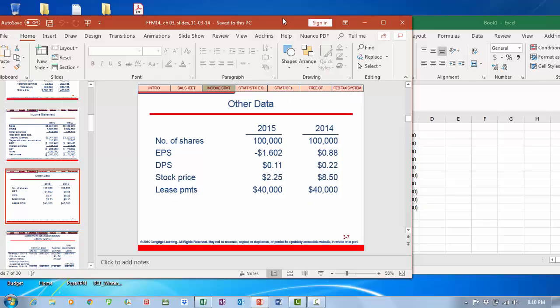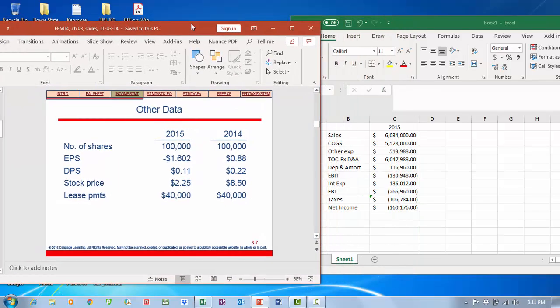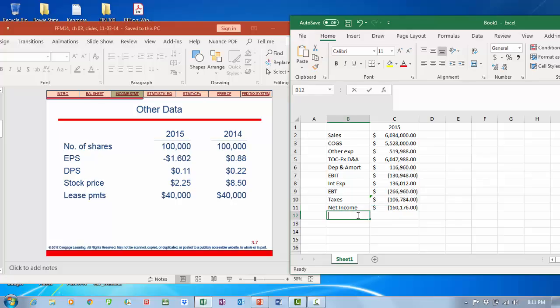1.602. And just to show you how you can calculate that, all you do is take your net income. To calculate earnings per share, divide the net income by the total number of shares outstanding, which in this case is 100,000. There you go. So that's negative 1.6, and if you wanted to make it precise, just increase the number of decimal points on Excel. It's going to give you the same number.